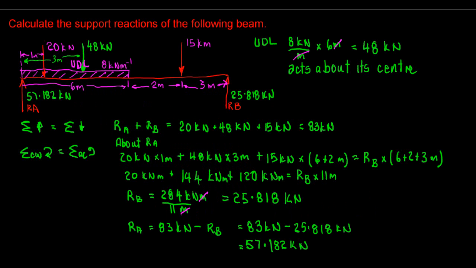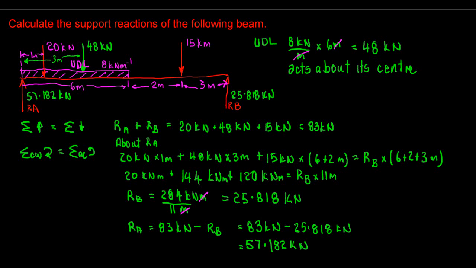Calculate the support reactions for the following beam. Well, let's have a look at the beam. The beam is in red, with support reactions in red at each end. We have a point load of 20 kilonewtons 1 meter from A. All measurements have been taken from A essentially, so we're going to calculate moments about A in this instance, first off anyway.